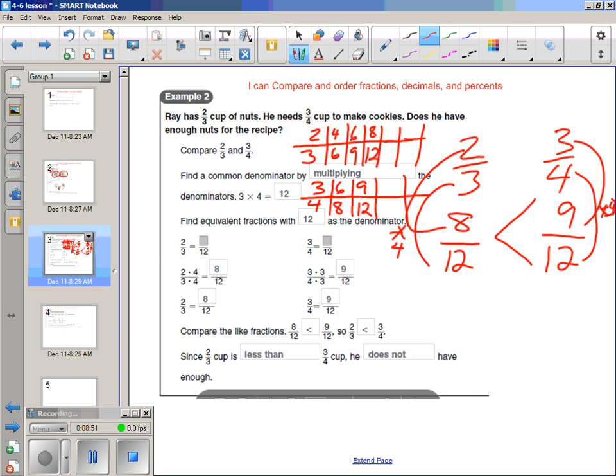So now, I compared the two, but did I answer the question? I didn't answer the question, because the question says, do we have enough nuts for the recipe? Kids, do we have enough nuts for the recipe? No. No, 2/3 is smaller than 3/4, so we do not have enough. We have to go to the store and get some more, whatever kind of nuts we're using for these cookies.